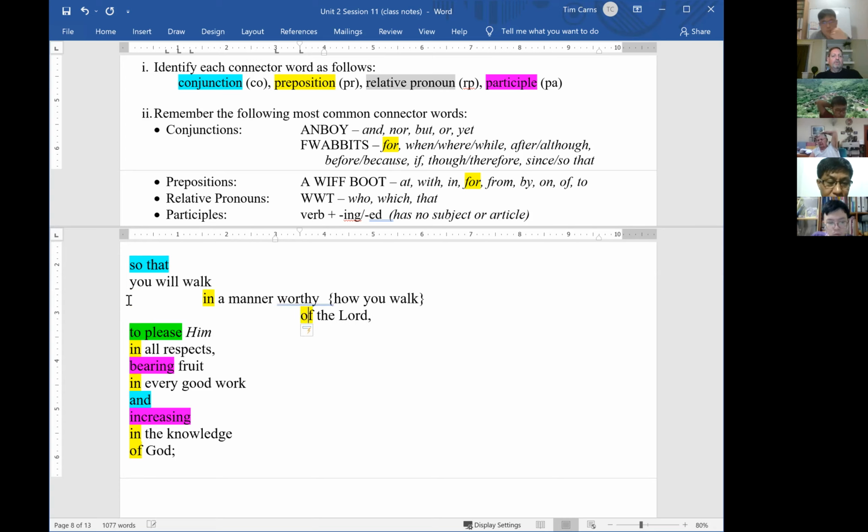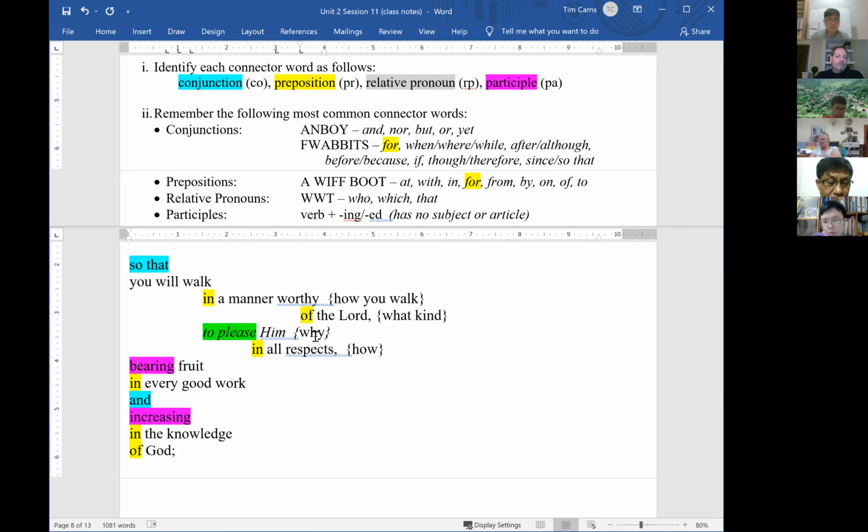Worthy of the Lord. That's modifying worthy. What kind of worthy? Now, to please him. It's also describing how, or maybe actually, sorry, why, the purpose. To walk in a manner worthy. The purpose is why? Why are we doing that? To please him. In all respects. That's how. It describes how we please him.